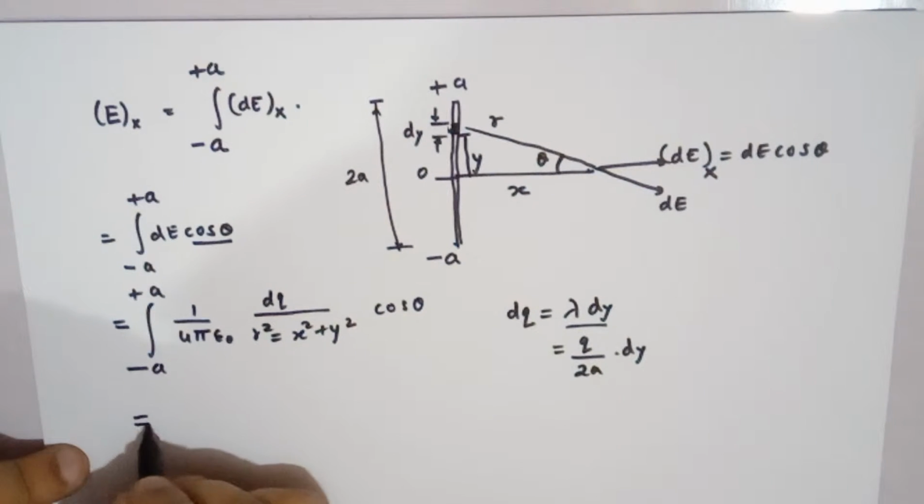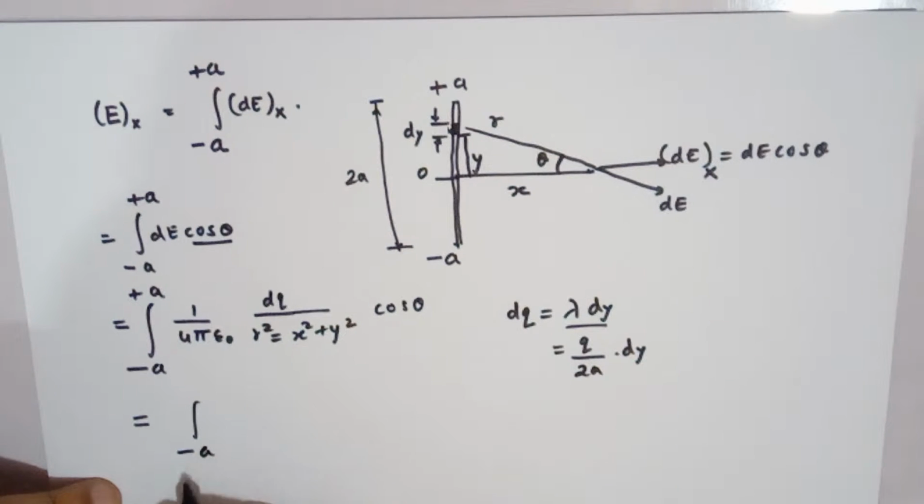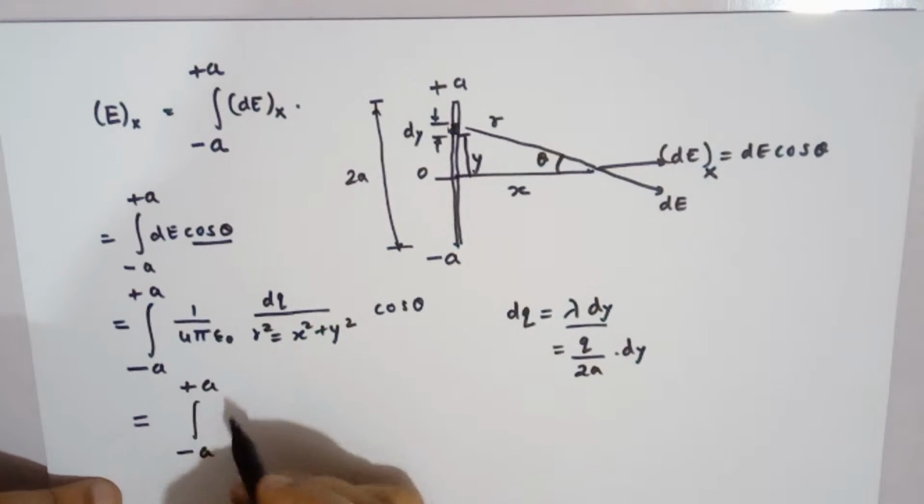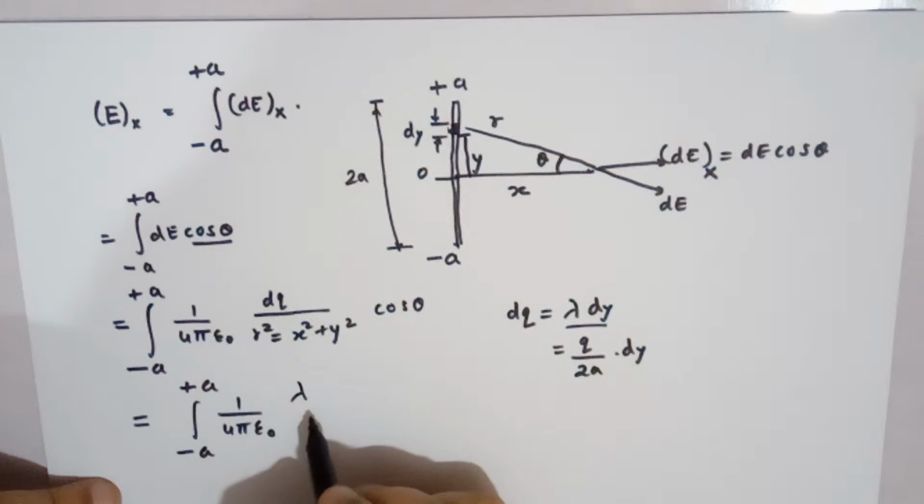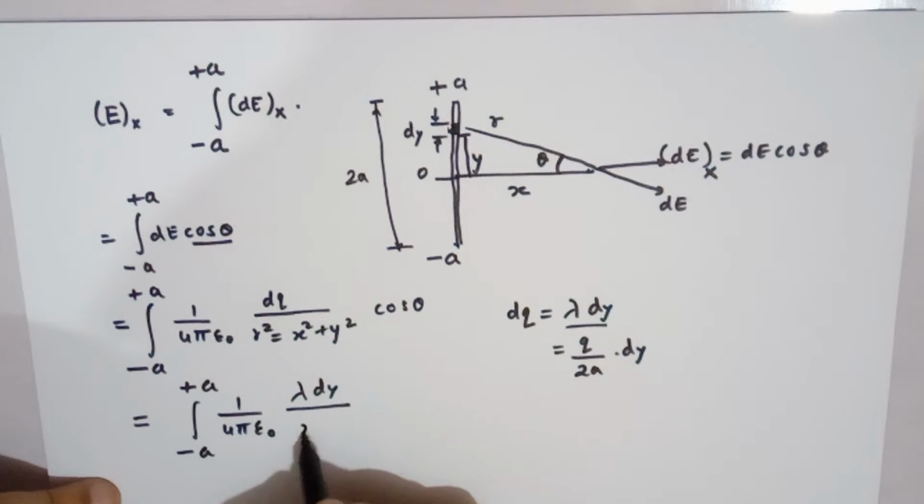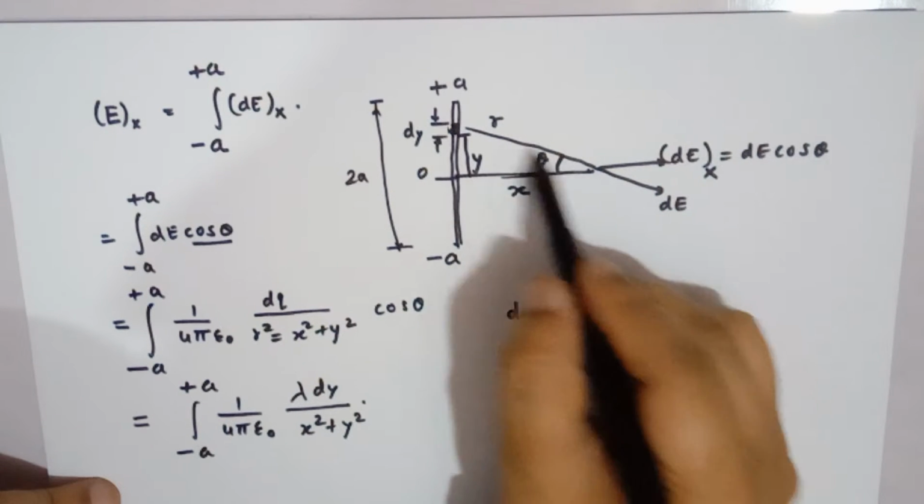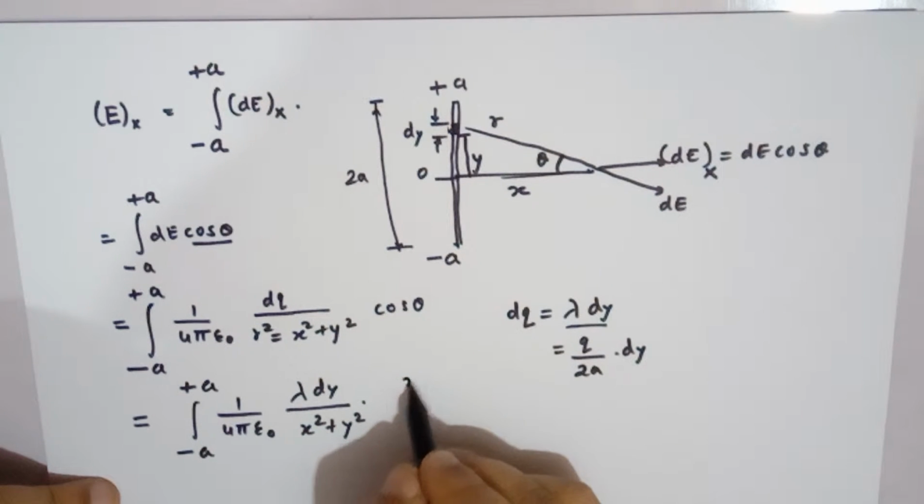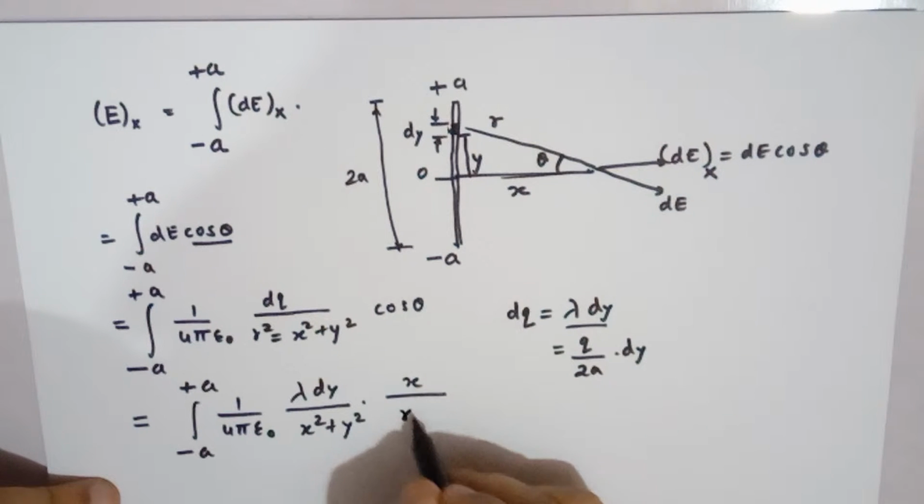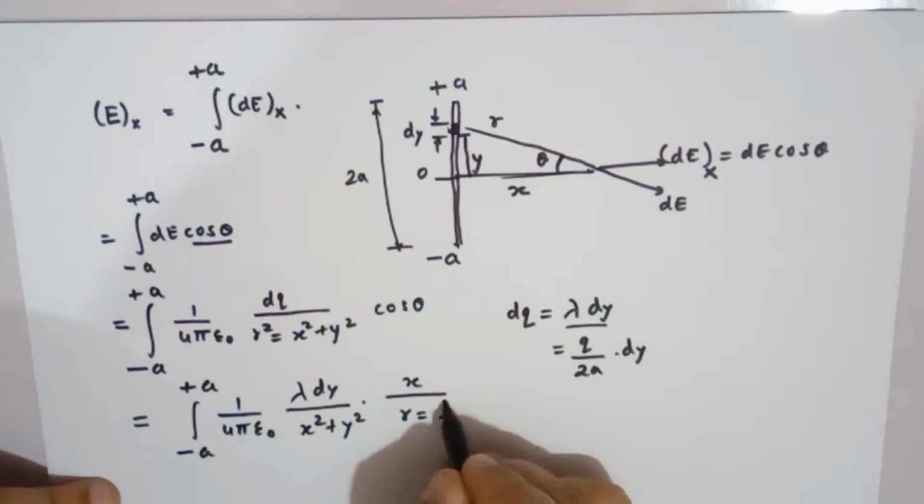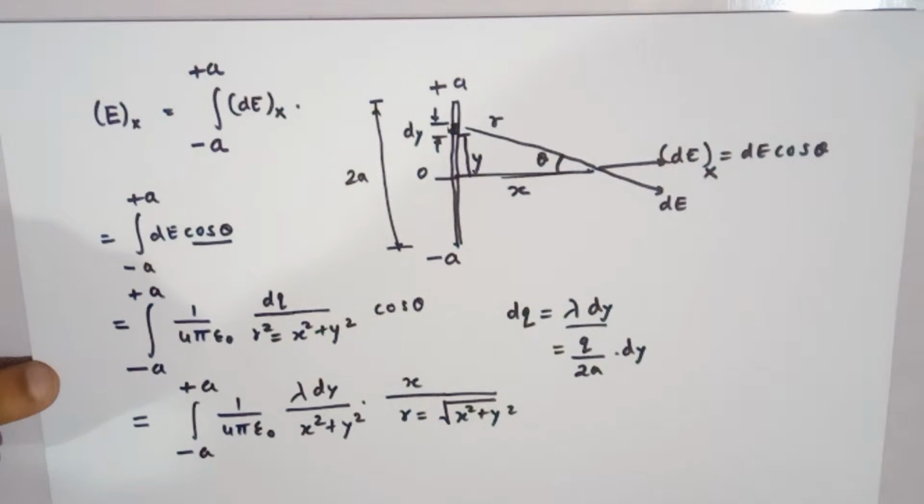So that could be written as integration with limit from minus a to plus a, 1 upon 4 pi epsilon naught, dq was actually lambda into dy, and in the denominator x square plus y square, and cos theta can be written as base upon hypotenuse, which is nothing but base is x and hypotenuse here is r, and r is nothing but square root of x square plus y square. Very simple. So let us now try to solve this further.